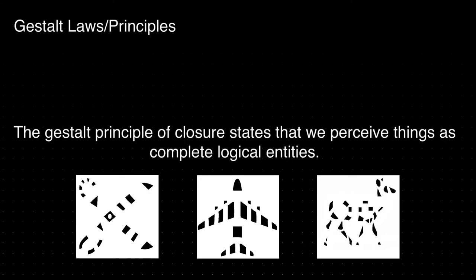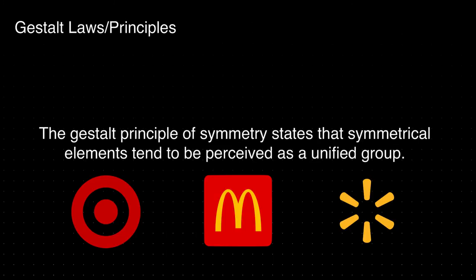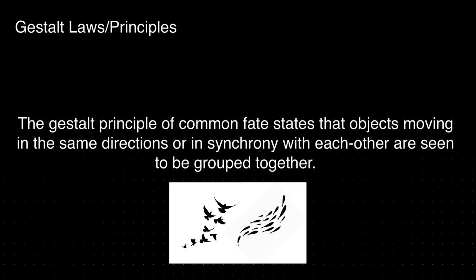visual cues. The Gestalt principle of closure states that we perceive things as complete logical entities. The Gestalt principle of symmetry states that symmetrical elements tend to be perceived as a unified group. The Gestalt principle of common fate states that objects moving in the same directions or in synchrony with each other are seen to be grouped together.